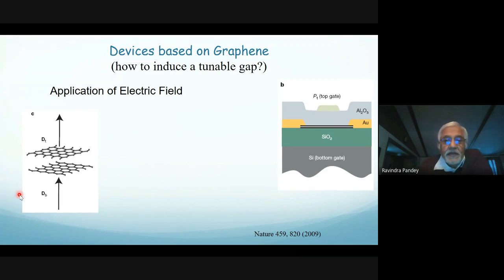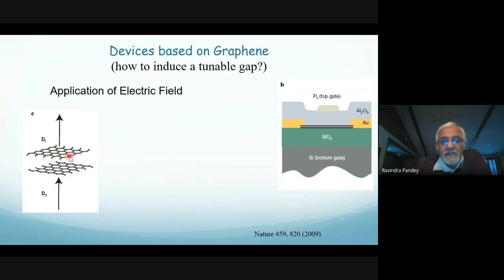So what people have done, especially in 2009, is they have taken a bilayer of graphene. And if you apply the electric field, you can see the bottom atoms of carbon feel an electric field which is different from the upper atoms.